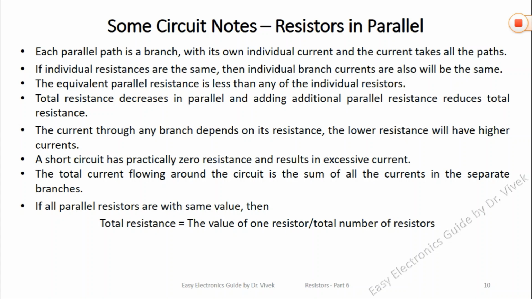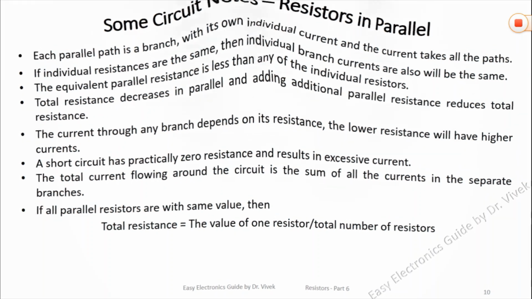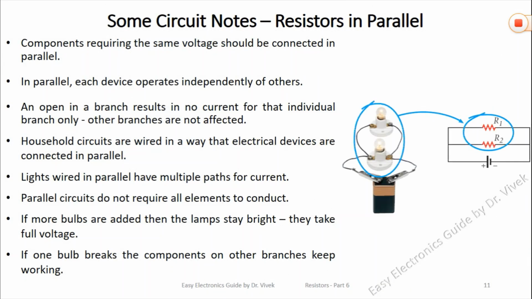Normally, components which need the same voltage are connected in parallel. In parallel connection, each device operates independently of the others. An open in a branch results in zero current for that branch only. Other branches are not affected.